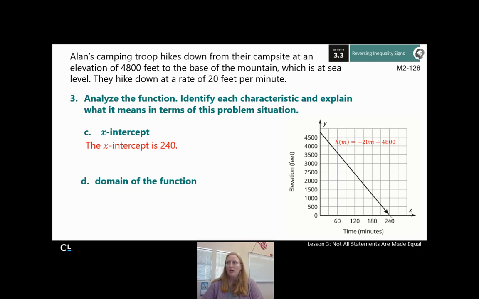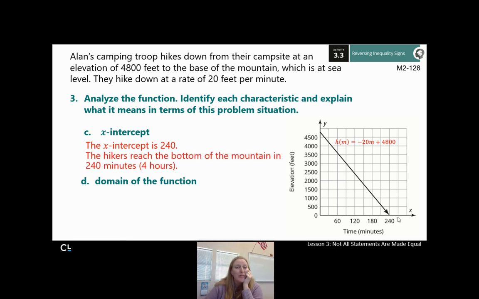And what does that mean? Well, that's in minutes, right? And that's when we hit an elevation of 0. So that means that the hikers reached the bottom of the mountain in 240 minutes. Took them 240 minutes to get to the bottom of the mountain, or 4 hours, whichever way you want to think of it, that's fine.